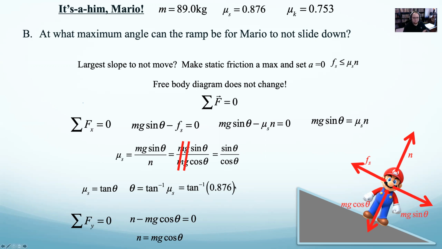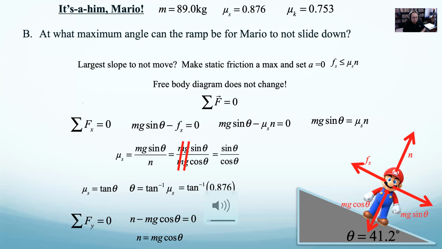I have a question. Could you have taken the inverse sine of mu static times n divided by mg? I could have. It would have gotten a little ugly because I'd still have n, and I would need to solve for n with mg cosine theta, and I couldn't solve for n because I don't know theta. Oh, okay. But that will give me the answer. It's 41.2 degrees.